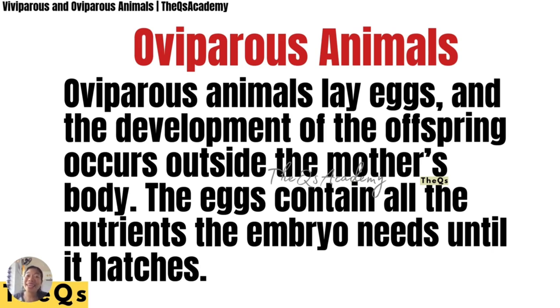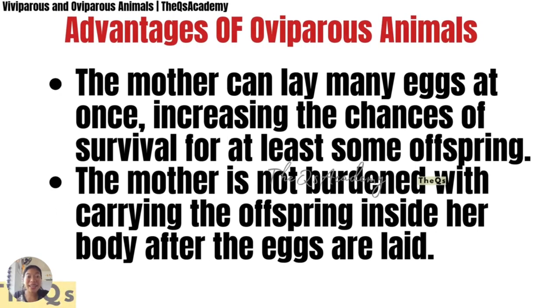Oviparous animals lay eggs, and the development of the offspring occurs outside the mother's body. The eggs contain all the nutrients the embryo needs until it hatches. So it lays eggs. And the advantages: the mother can lay many eggs at once, increasing the chances of survival for at least some of the offspring. So the mother is not burdened with carrying the offspring inside her body after the eggs are laid.